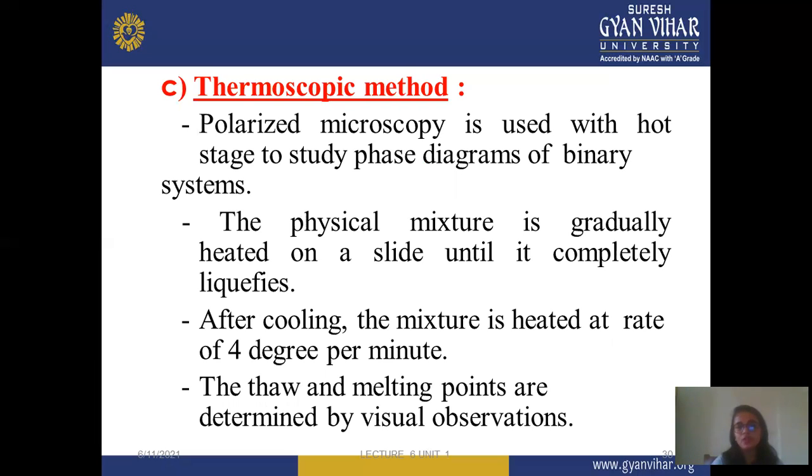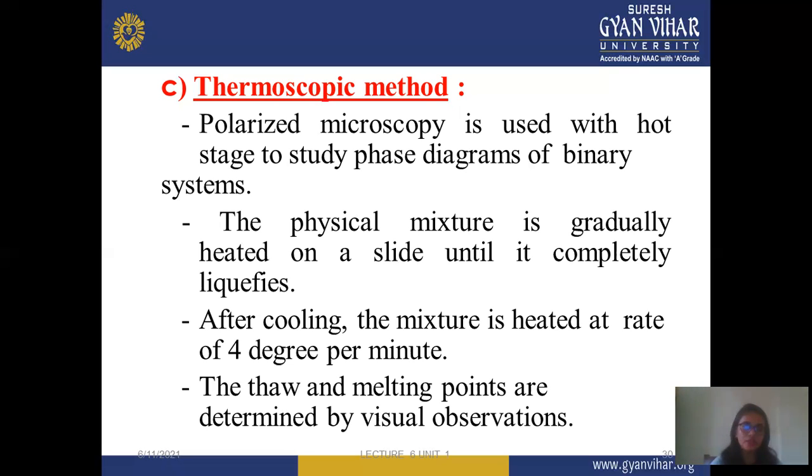In the thermomicroscopic method, you first take a polarized microscope with a hot stage for the phase diagram of a binary system. Then you heat this physical mixture gradually on a slide until completely liquefied. So now put your sample on a glass slide and heat that compound until it gets liquefied. After it liquefies, cool this mixture, heat it again, and the heating takes place at 4 degrees per minute.